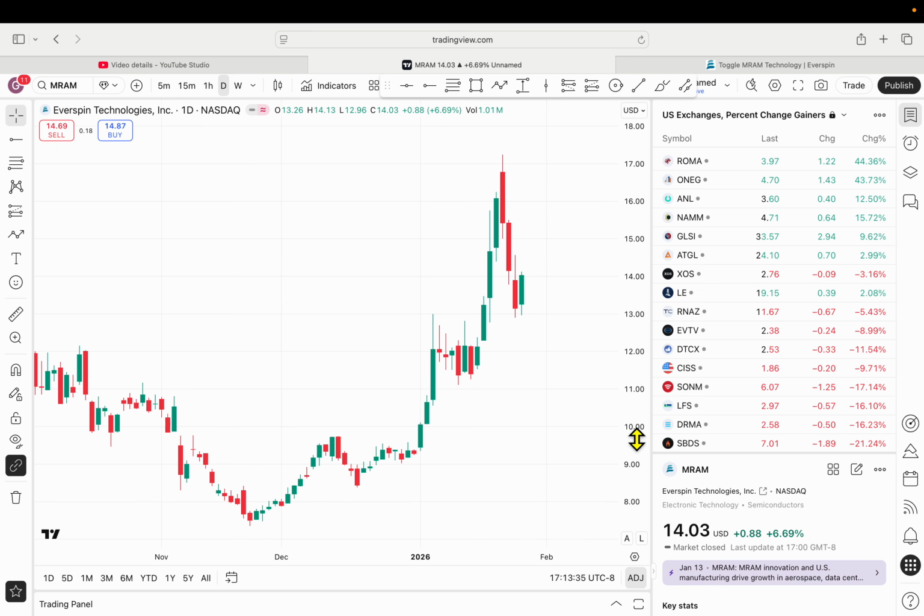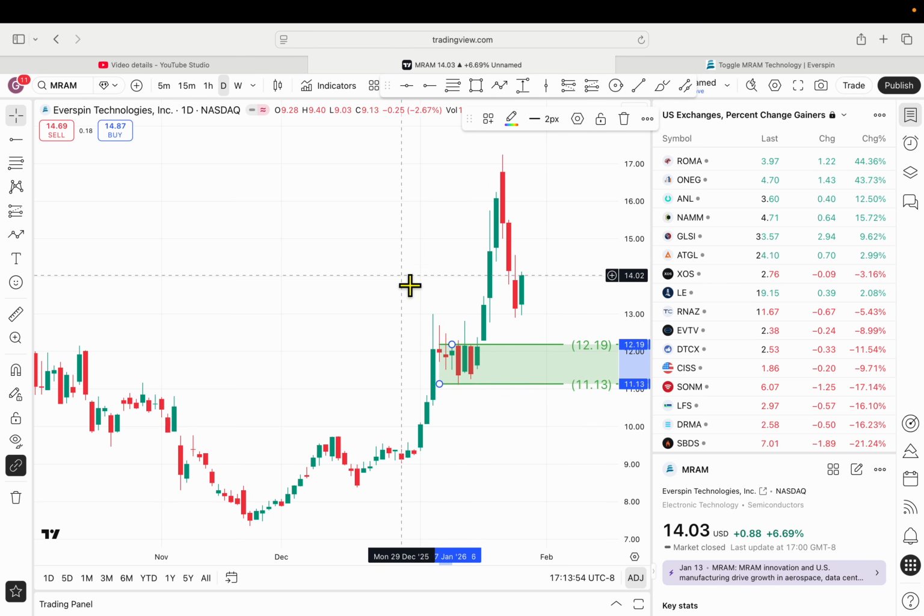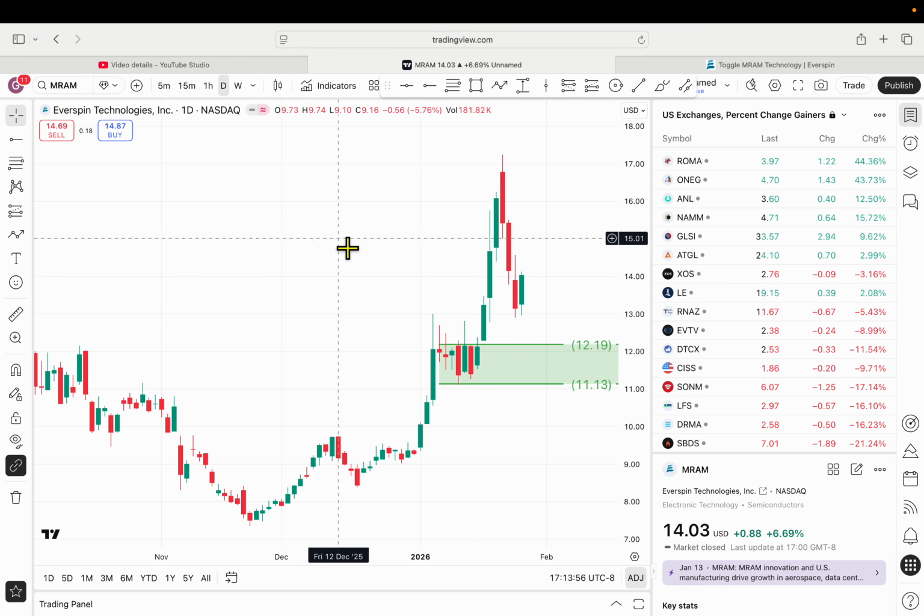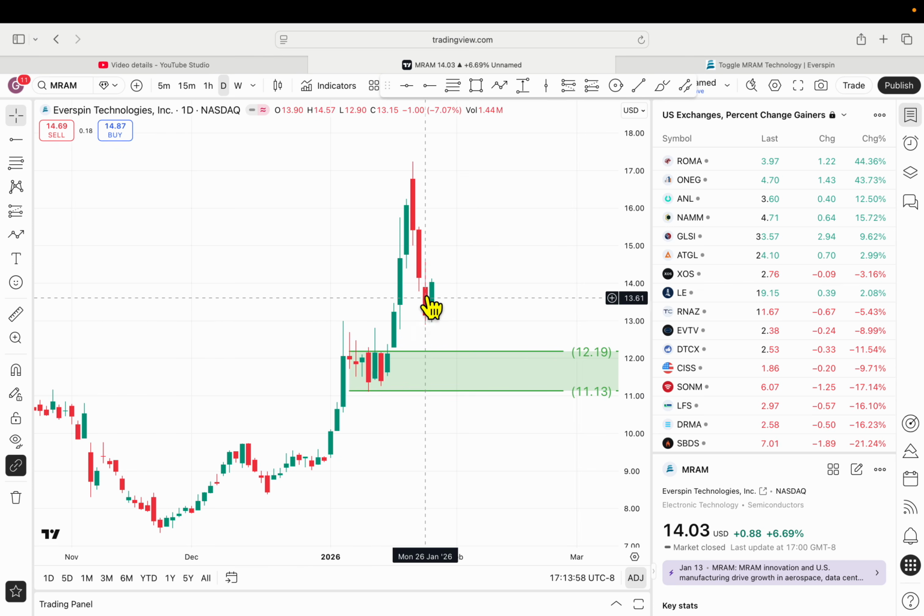Okay, so let's analyze this chart to see if we can find low risk, high reward potential entry and exit points. Going to stay on this first daily time frame to find our first support level, and our first support level is right here: 12.19 to 11.13. So the way you would construct the trade using that support level is you'd patiently wait for price to pull back if it's going to bounce off that level.